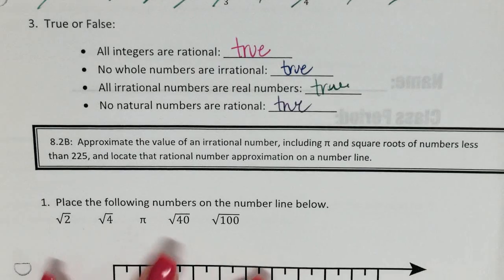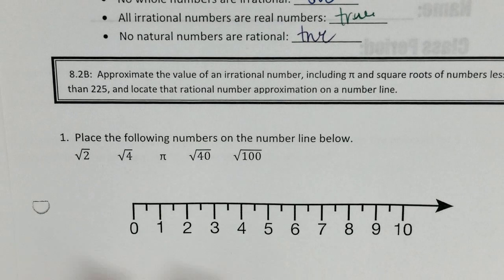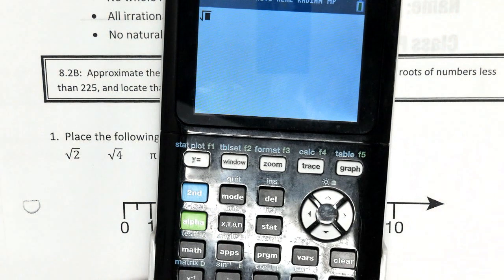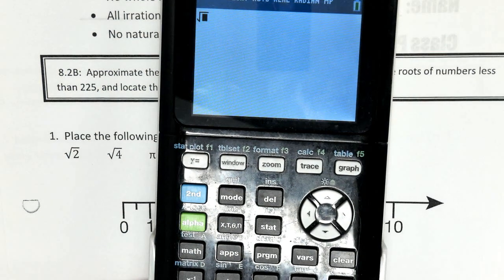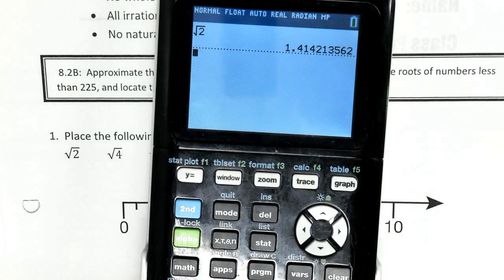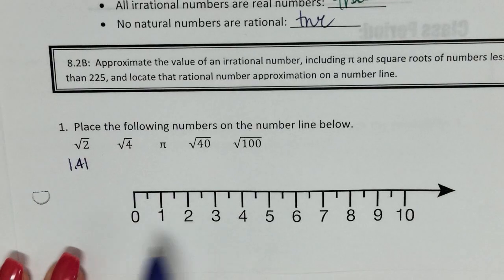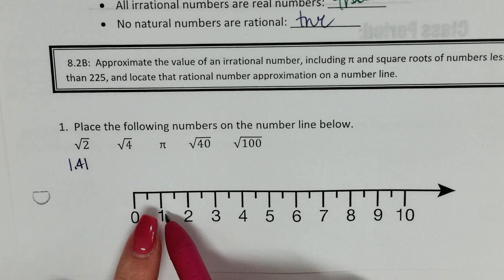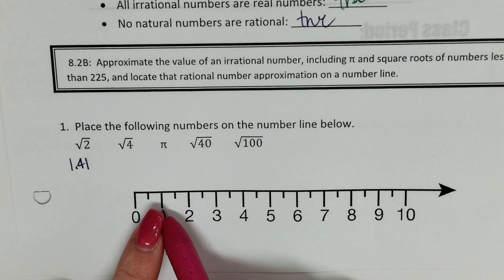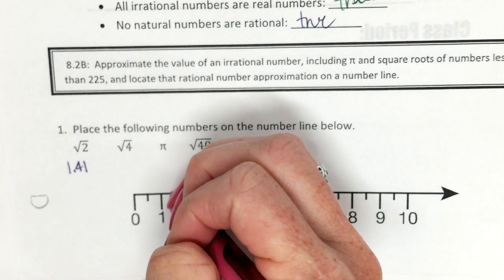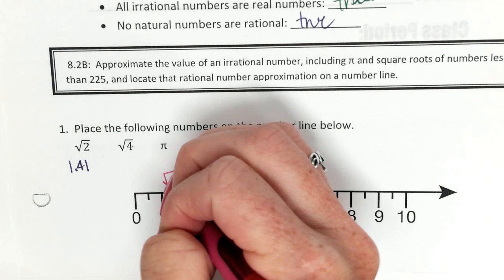All right, the next part wants us to place the following numbers on the number line below. So whenever you do this, you just need to put them in decimal form and see which numbers they would fall between. So the square root of 2 is 1.41 if I put it to a decimal. Where would 1.41 fall between on this chart? 1 and 2. Would it be closer to 1 or closer to 2? Here's 1.50. So 1.41 would be like right here. So that's the square root of 2.